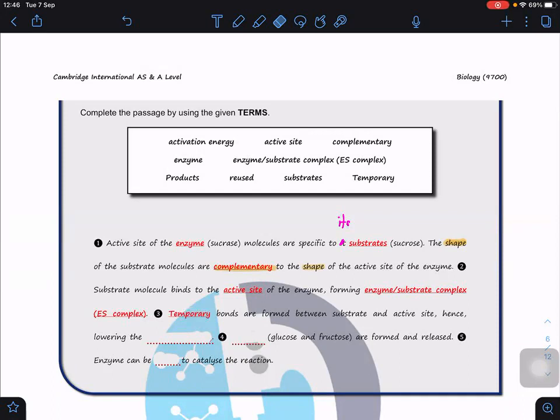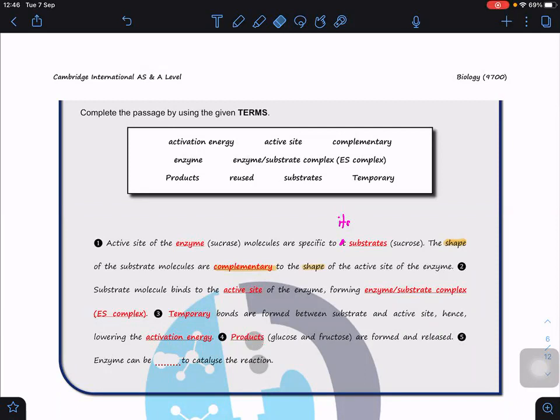So these temporary bonds can be hydrogen bonds, can be ionic bonds, formed between the substrate and the active sites, therefore lowering the activation energy. So you do not need to mention a correct orientation and so on, because that is a precise mechanism. Unless the question asks for the precise mechanism, how the enzyme lowers the activation energy, then you talk about that. Okay, then products are formed.